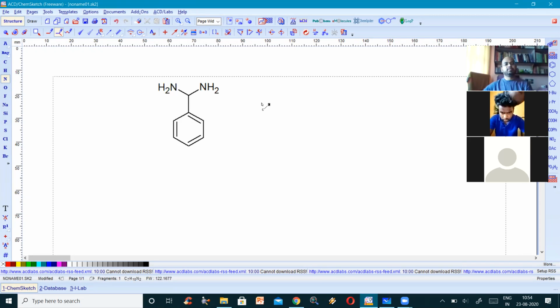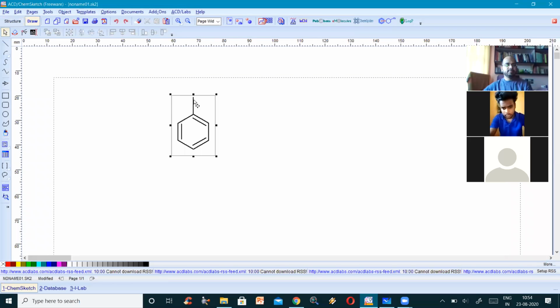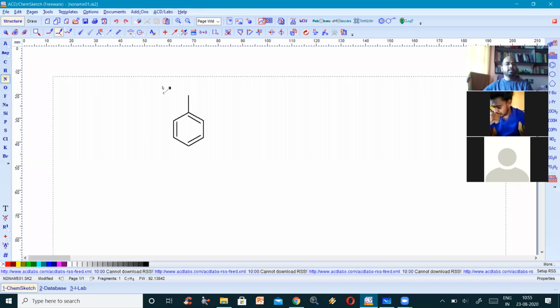You can have this ring. Okay, so I'll just undo, and then in the structure portion we have N, nitrogen. You should draw it. Next you get it. You get the aniline. Okay.